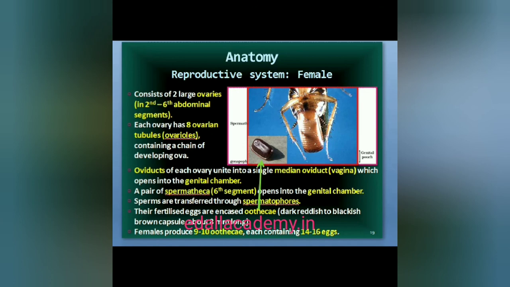Ootheca is a dark reddish to blackish brown capsule, about 3/8 inch, 8 mm, long. They are dropped or glued to a suitable surface, usually in a crack or crevice of high relative humidity near a food source. On an average, females produce 9-10 oothecae, each containing 14-16 eggs.